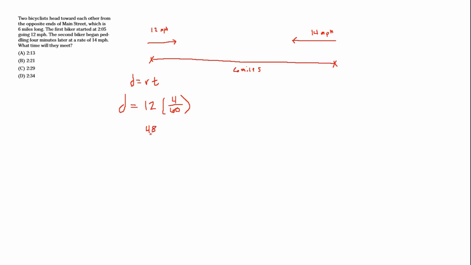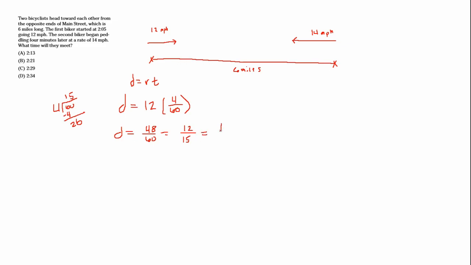12 times 4 is 48 over 60. Okay, and let's go ahead and reduce this. 4 goes into 48 12 times. 4 goes into 60, let's see, 4 goes into 6 once without going over. Subtract the 4 out. You're left with 2, 0. That's 4 goes into 20 5 times. So this reduces to 12 over 15.